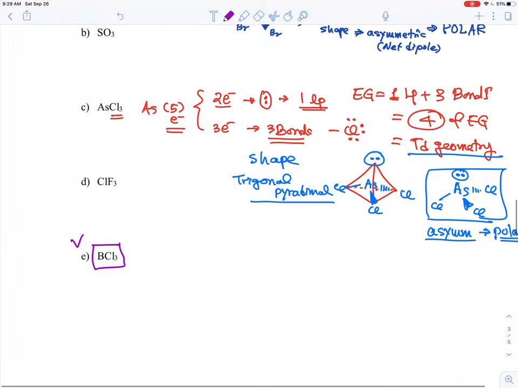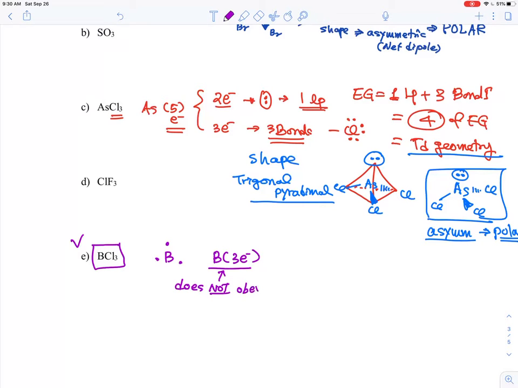So what that means is boron has 3 valence shell electrons. So boron has 3 electrons, and boron is one of the atoms that actually does not obey the octet rule. Here you are seeing this as an example.